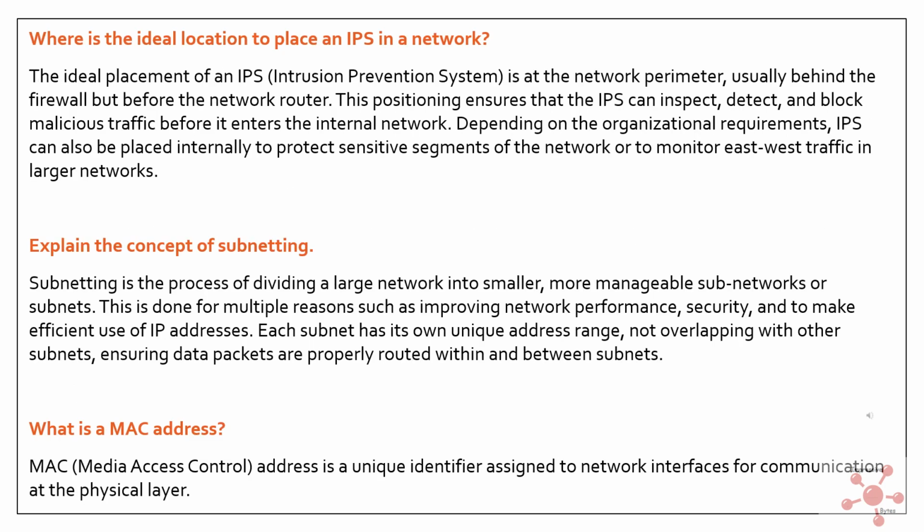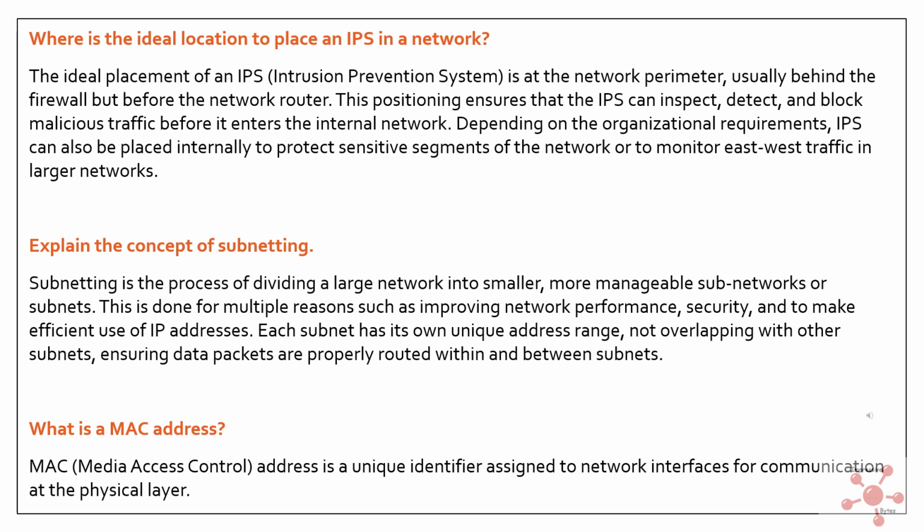Where is the ideal location to place an IPS in a network? Imagine your network as a fortified castle. The IPS, or intrusion prevention system, would ideally be placed just behind the outer walls, the firewall, but before the inner chambers, the core network. Positioned at the network's perimeter, typically behind the firewall but preceding the network router, the IPS vigilantly inspects, detects, and obstructs any malicious invaders before they can breach the castle's inner sanctums.